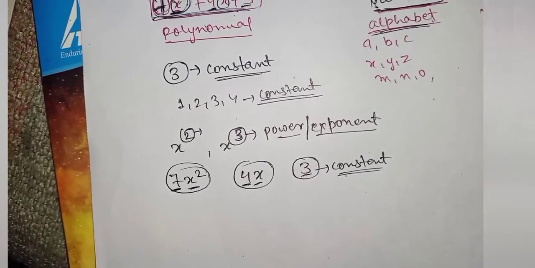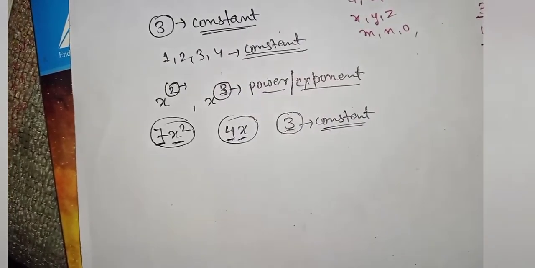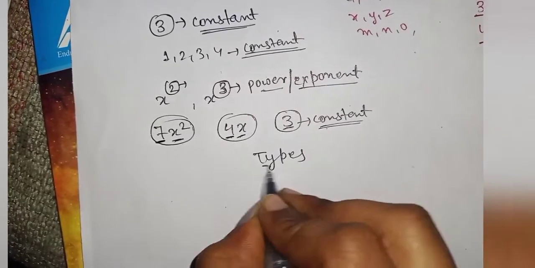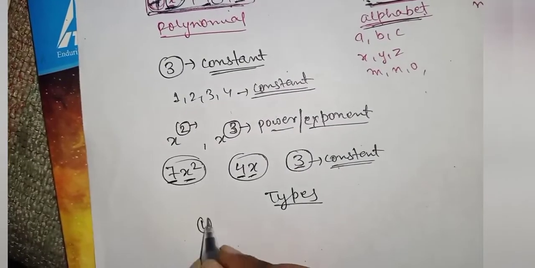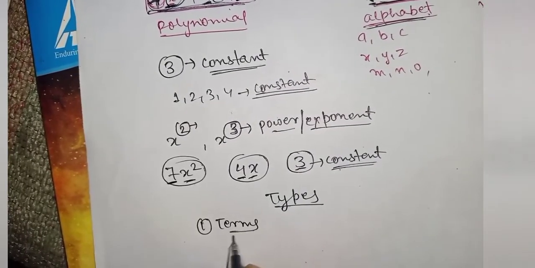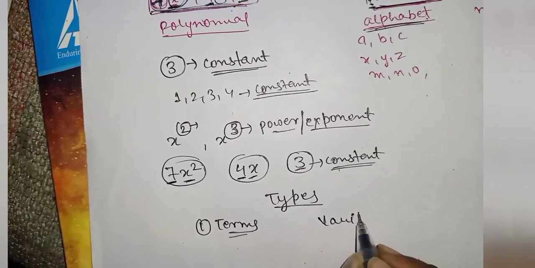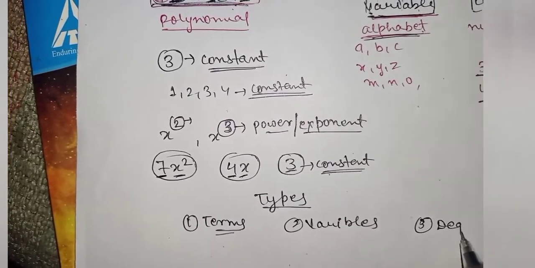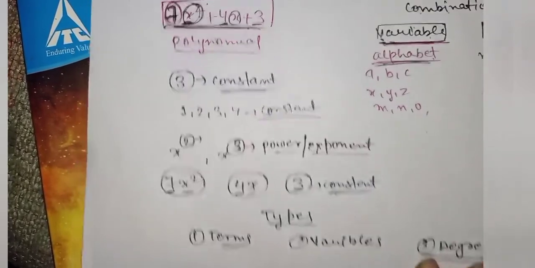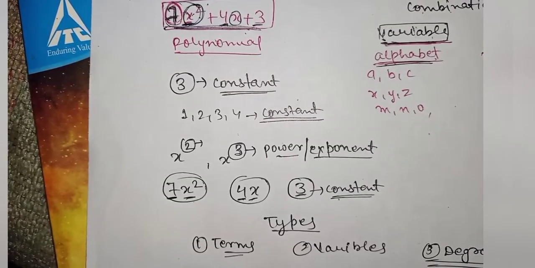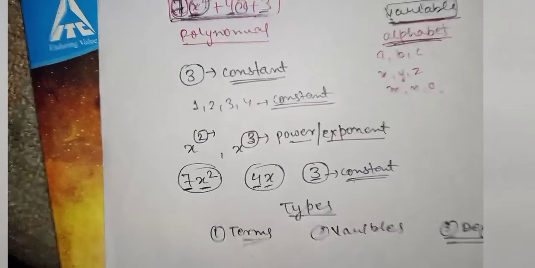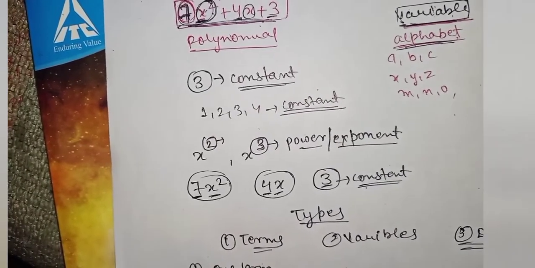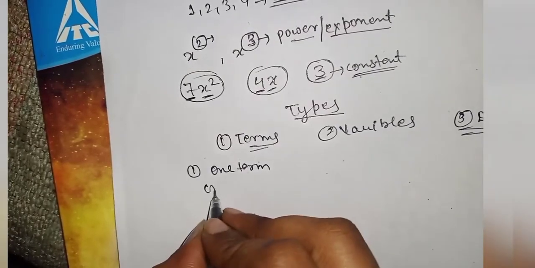Now move on to the next topic, that is types of polynomials. How many types of polynomials are there? So generally there are three types of polynomial: by terms, by variable, and the third one is by degree, right? So terms can be understood like this: if you see one term, then we can say it is a monomial.